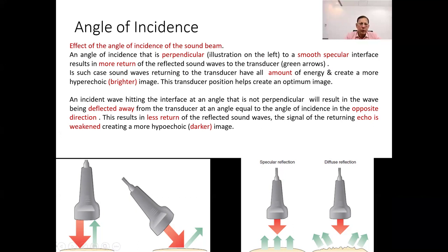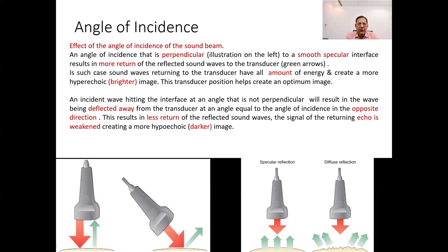The angle of incidence is the angle at which the sound wave hits the boundary. Angle of incidence determines the angle at which the sound wave is reflected. So, in simple terms, an angle of incidence that is perpendicular to a smooth specular interface results in more return of the reflected sound waves to the transducer and creates a more hyperechoic or brighter image. An incident wave hitting the interface at an angle that is not perpendicular will result in less return of the reflected sound waves. The signal of the returning echo is weakened, creating a more hypoechoic, darker image.